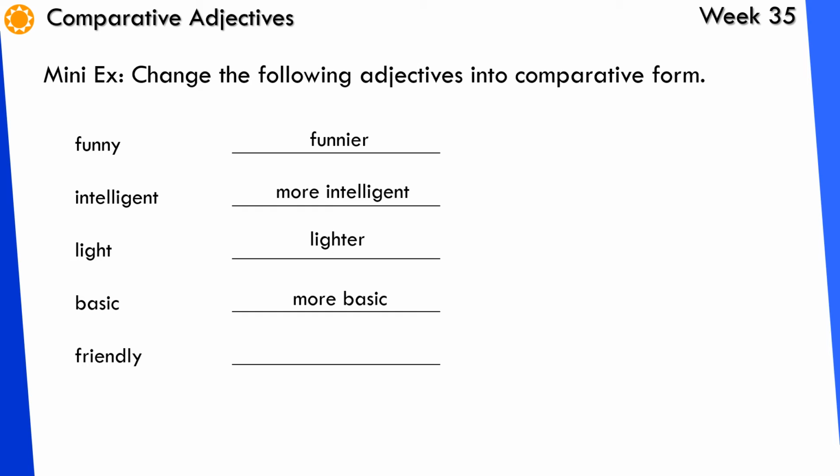Friendly. It has two syllables, but it ends with the letter Y. So we're going to do the same as funny. Remove the Y, put I, and then add the letters ER. And we have friendlier.